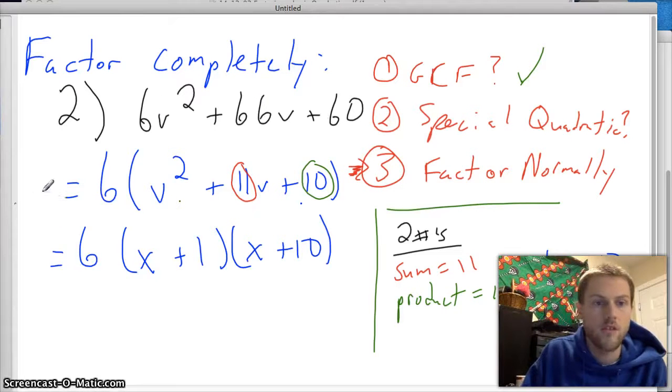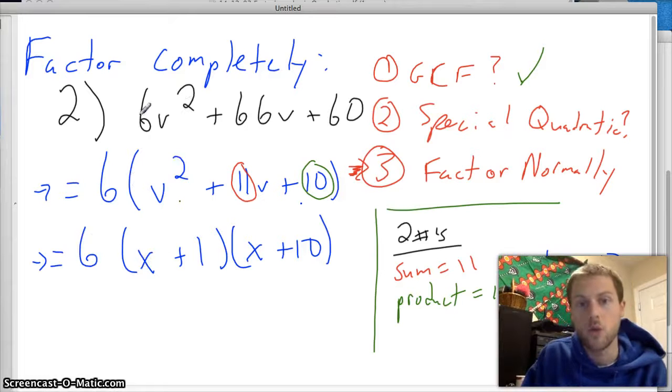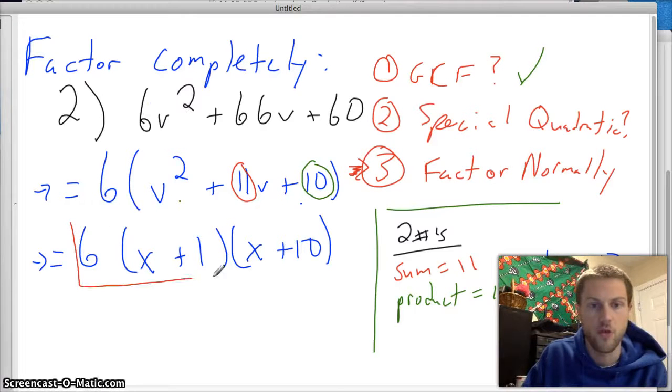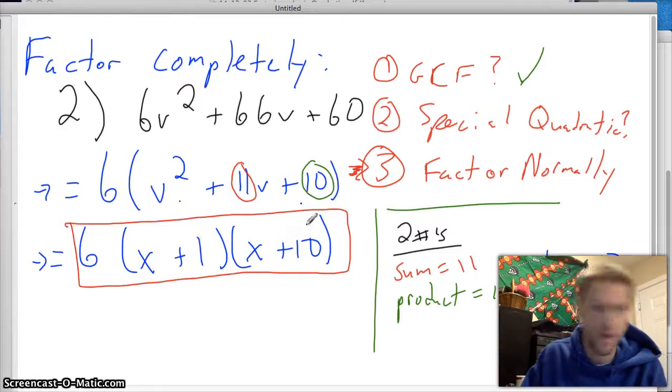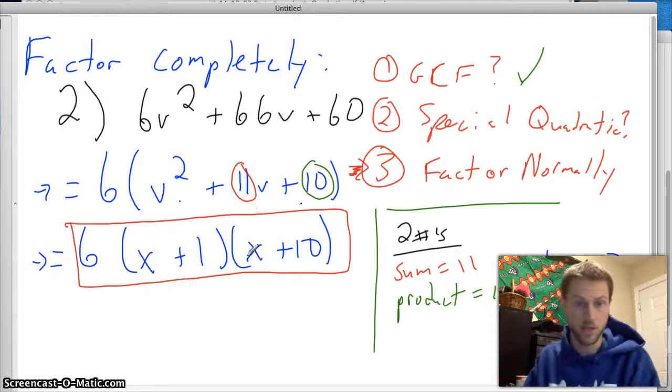Now notice, every single step I have kept my equal sign, and I'm working downward. Every single one of these lines should equal the one before it. My goal here is to get to the fully factored form, to factor this thing completely. And since I cannot factor any of these binomials any further, I am done. So there you have it.